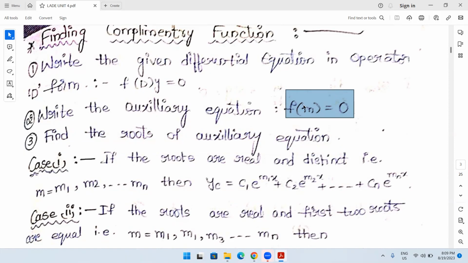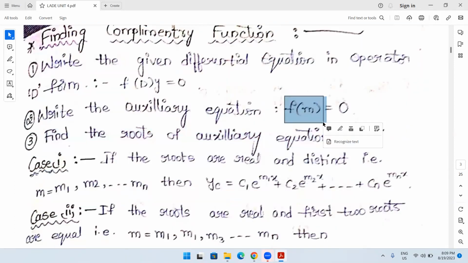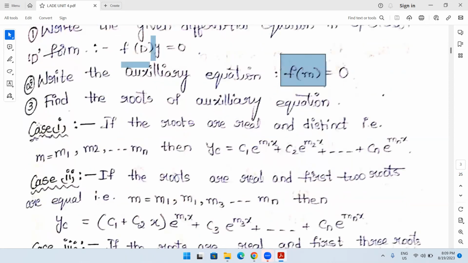Okay. Now, let us assume that f of m is of nth degree. So the polynomial is of nth degree. If the differential equation is of nth order, then the polynomial will be of nth degree. If it is nth degree, how many roots do we get? n roots. So in the first case, there are 5 cases about the roots. The roots can be real and distinct, real and equal, and complex. Based on these conditions, we can divide the roots into cases.